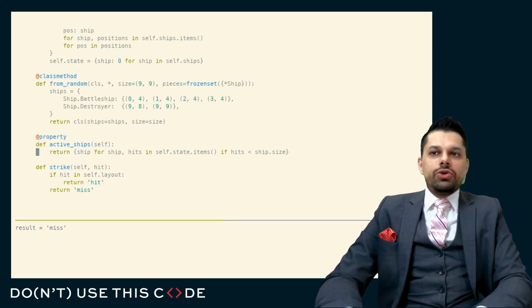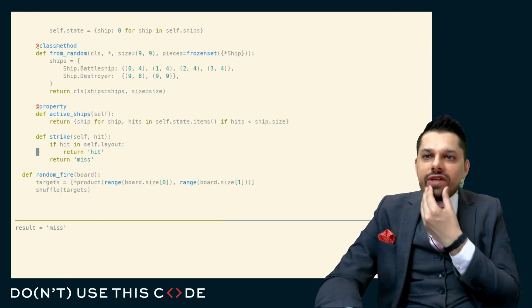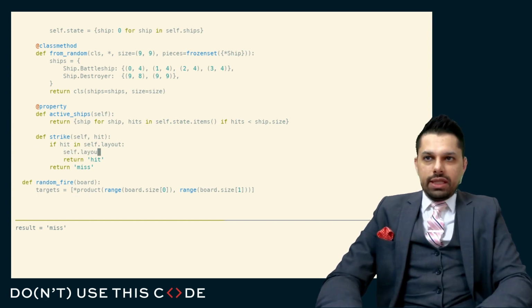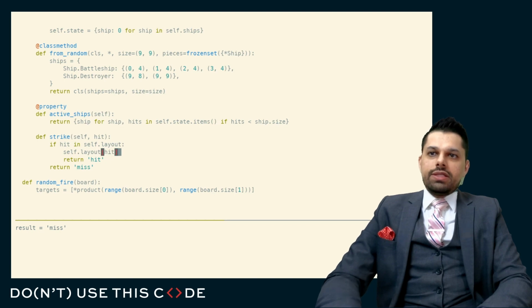And so now we just need to also update the state of this. So if we hit, then we might say self.layout of this hit. This is the ship that we hit.